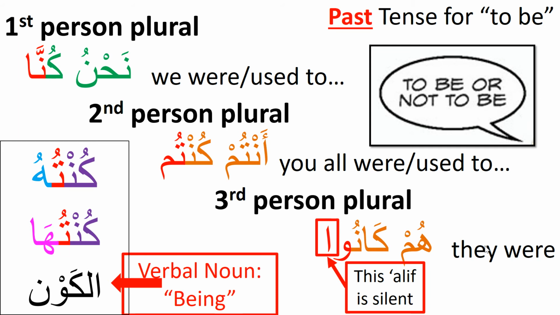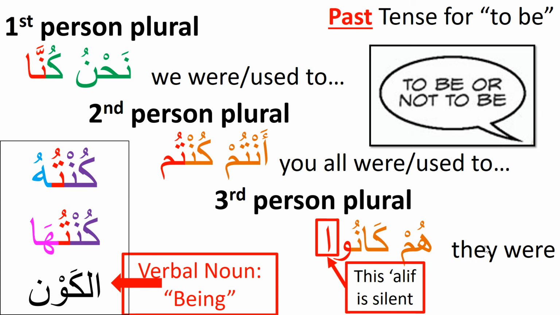Now let's go to the second person. In the second person, we're going to lose that aleph as well. Remember, you all is antum. So antum kuntum. And our suffix here is tum. Kuntum. And then you all used to go. So it's antum kuntum tadhabun.